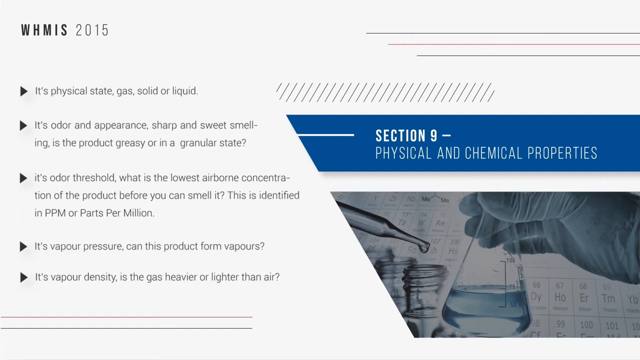You'll also find information like its evaporation rate, boiling and freezing points, as well as its pH level. Specific information on its flammability, flash point and flammable limits in the air will also be listed here. All of this information is crucial in developing specific procedures in handling the hazardous product.